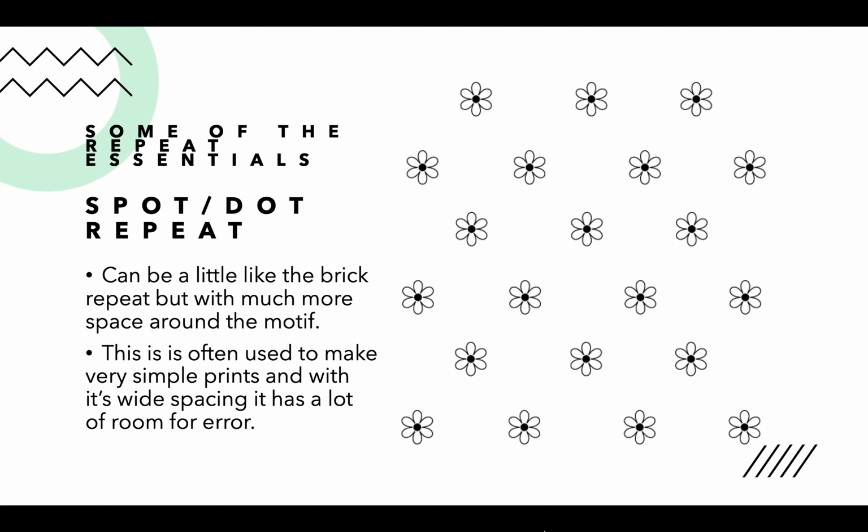The spot or the dot repeat can be a little like the brick repeat, but with much more space around the motif. This is often used to make very simple prints, and with its wide spacing it has a lot of room for error. Just like the brick repeat, they go one across and then underneath they seem to be shunted along by about 50%, but the gaps in between them are so big that there's a lot of room for something going wrong, and maybe the print tile itself overlapping a little bit. You wouldn't notice it because there's so much negative space in the print.